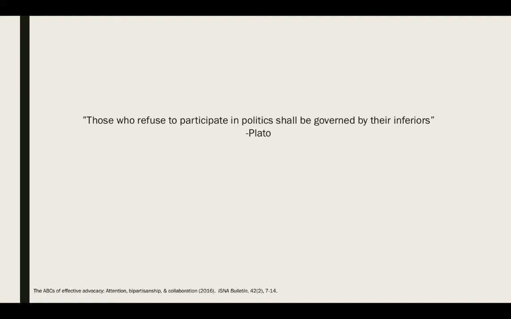Finally, I leave you this quote by Plato. Those who refuse to participate in politics shall be governed by their inferiors. I felt this quote really rings true with the importance of advocacy within the advanced practice nurse profession. And it's just something to keep in mind.